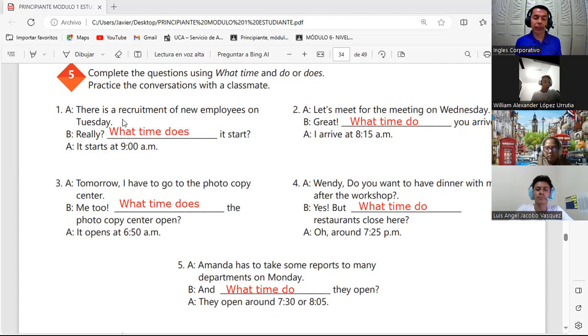Three, repeat, please. Tomorrow, I have to go to the photocopy center. What time does the photocopy center open?